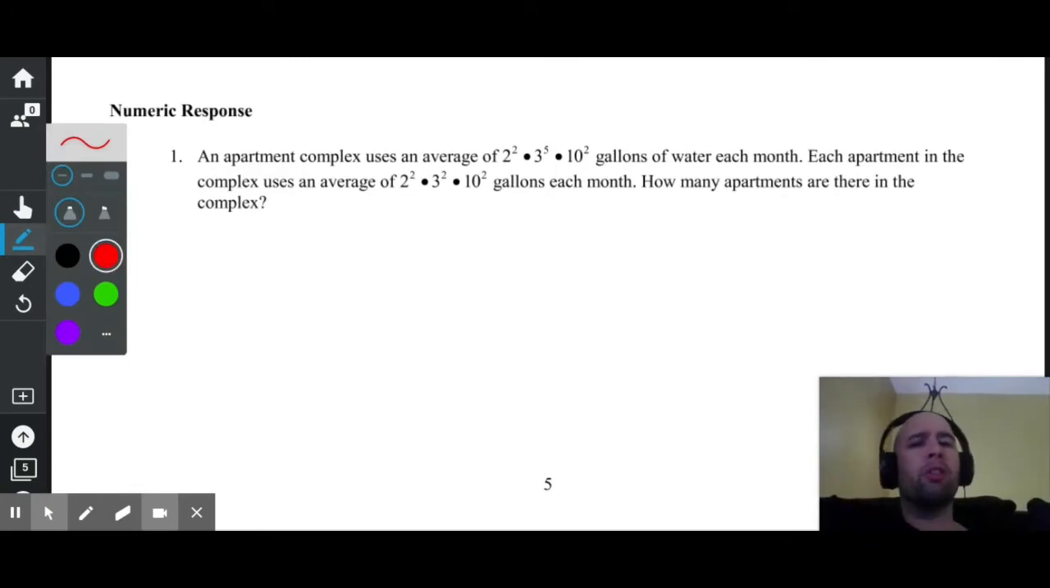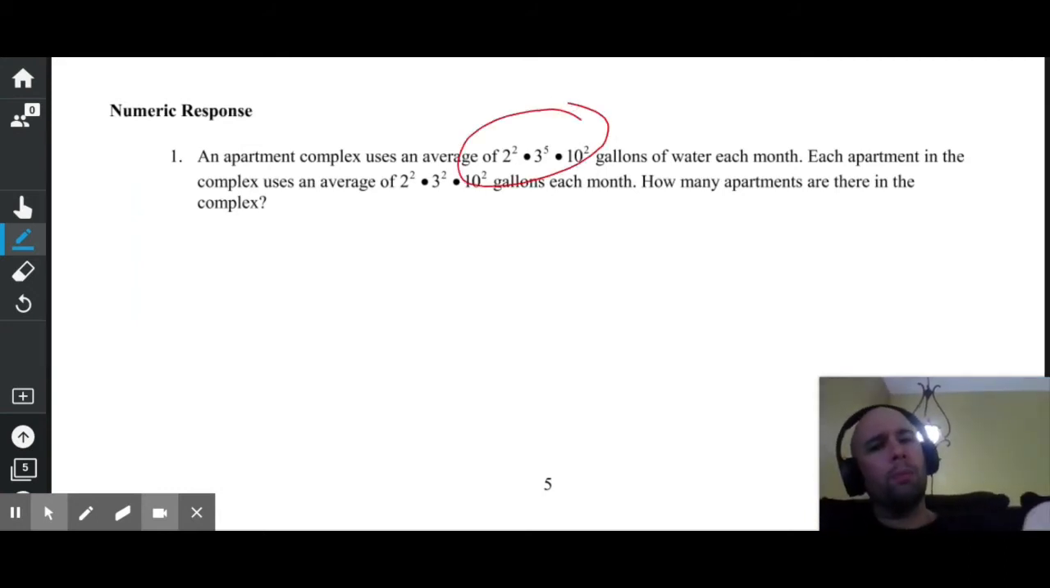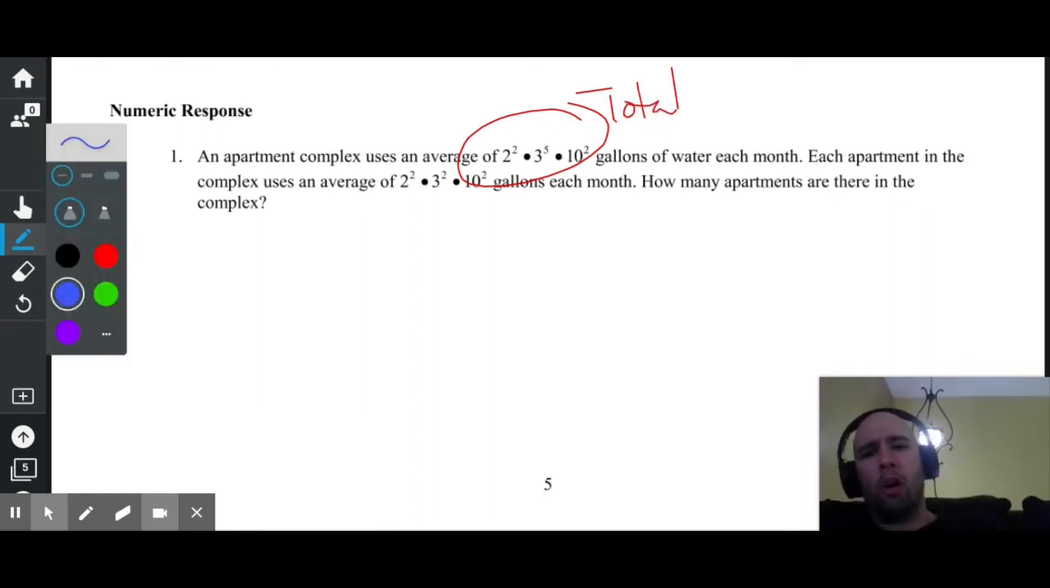An apartment complex uses an average of 2 to the second times 3 to the fifth times 10 to the second gallons of water each month. So that's how much each one uses, right? No, the whole complex uses that. Each apartment in the complex uses an average of 2 to the second times 3 squared times 10 to the second gallons each month. How many apartments are there in the complex? So this is the total, and this is each apartment.